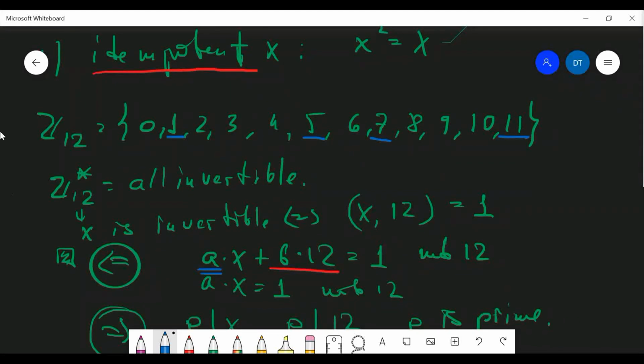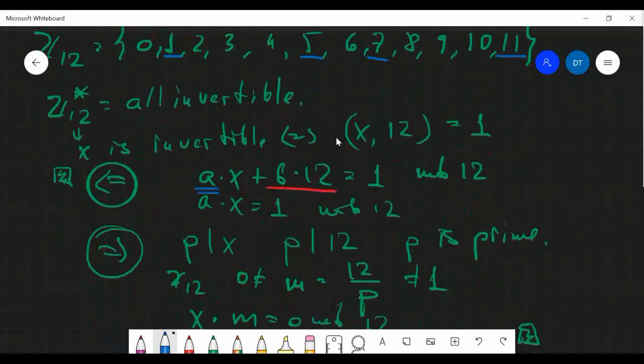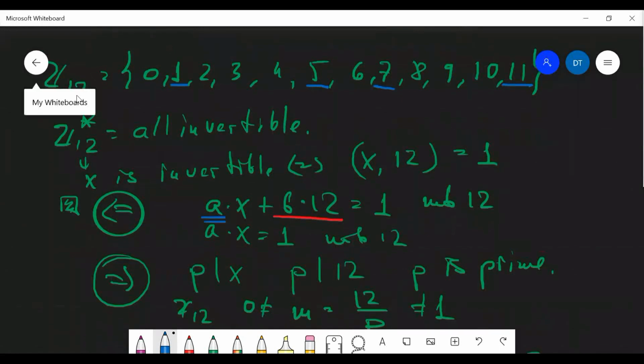So let's compute all 0 divisors of Z12. We know that a 0 divisor is not invertible, so all 0 divisors are among the other elements. So let's discuss how to find 0 divisors in a ring like this.